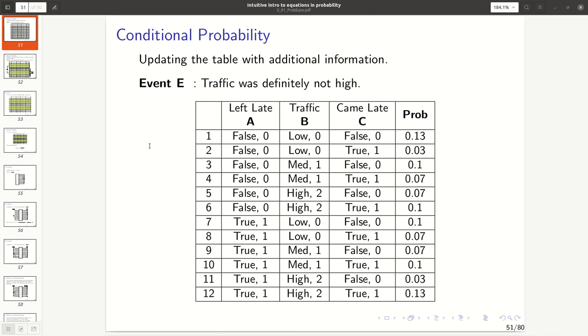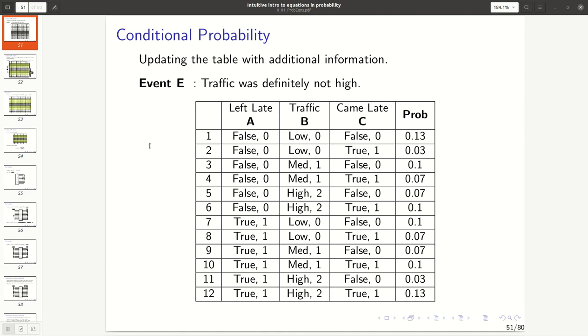Namaste. So far we learned representing probability distribution and how to perform marginalization. In this video I will present conditional probability. Essentially it is about updating a distribution based on some additional condition.